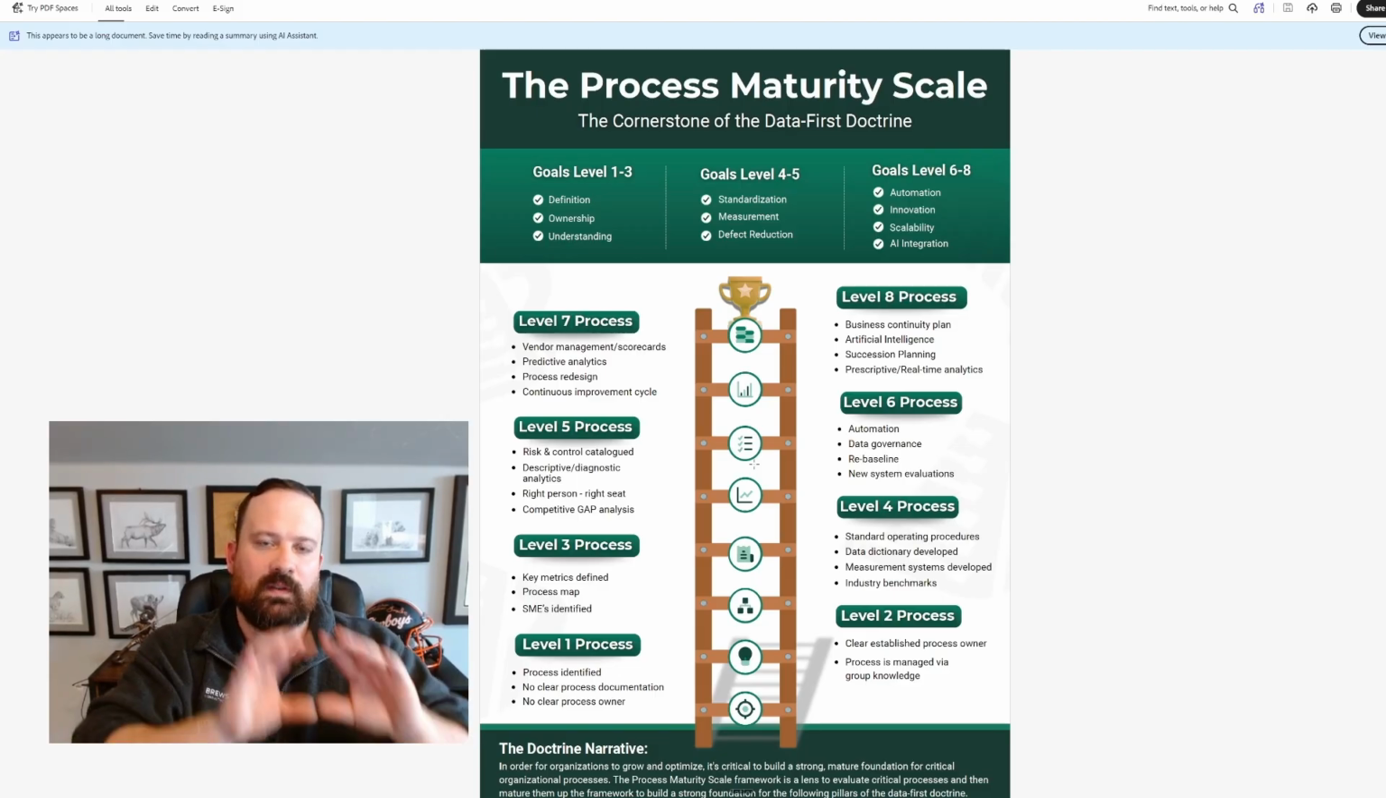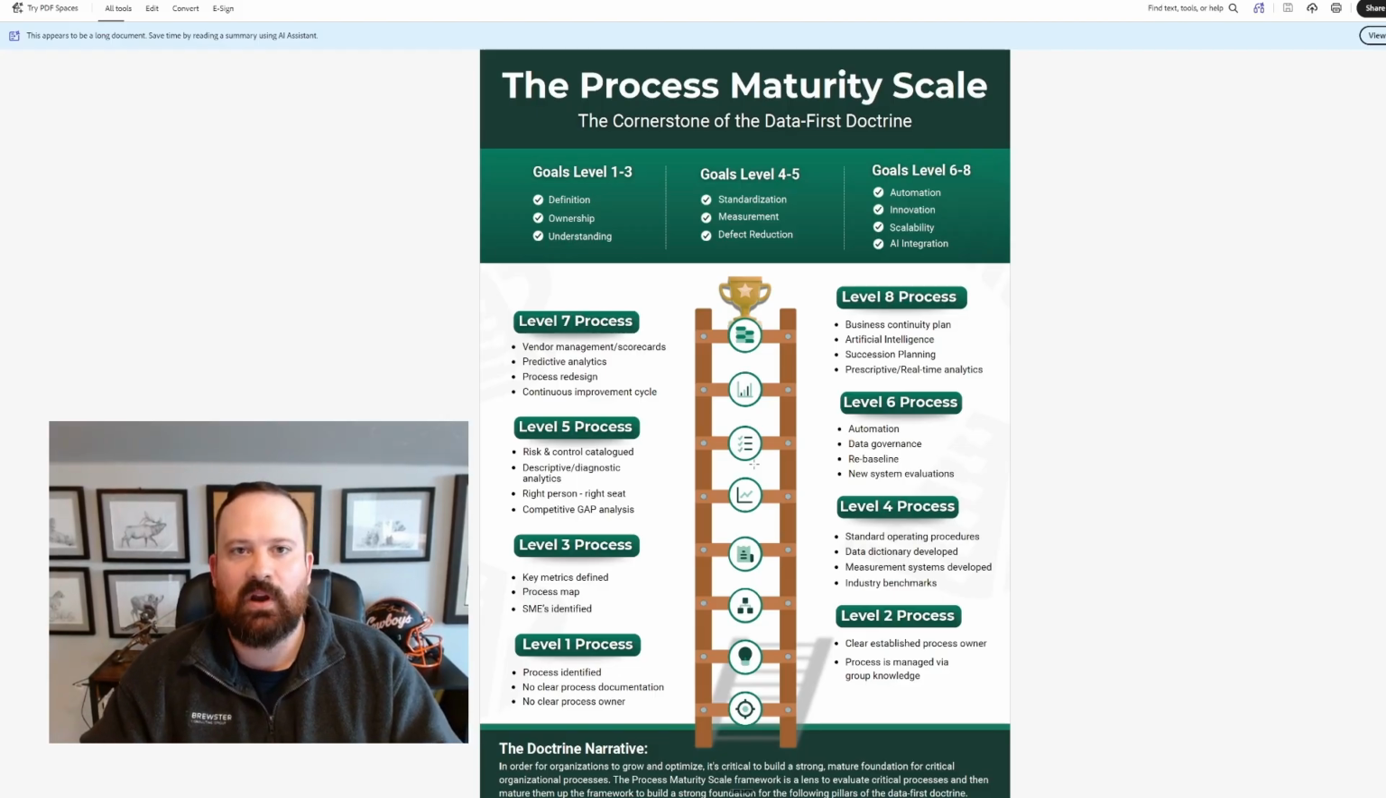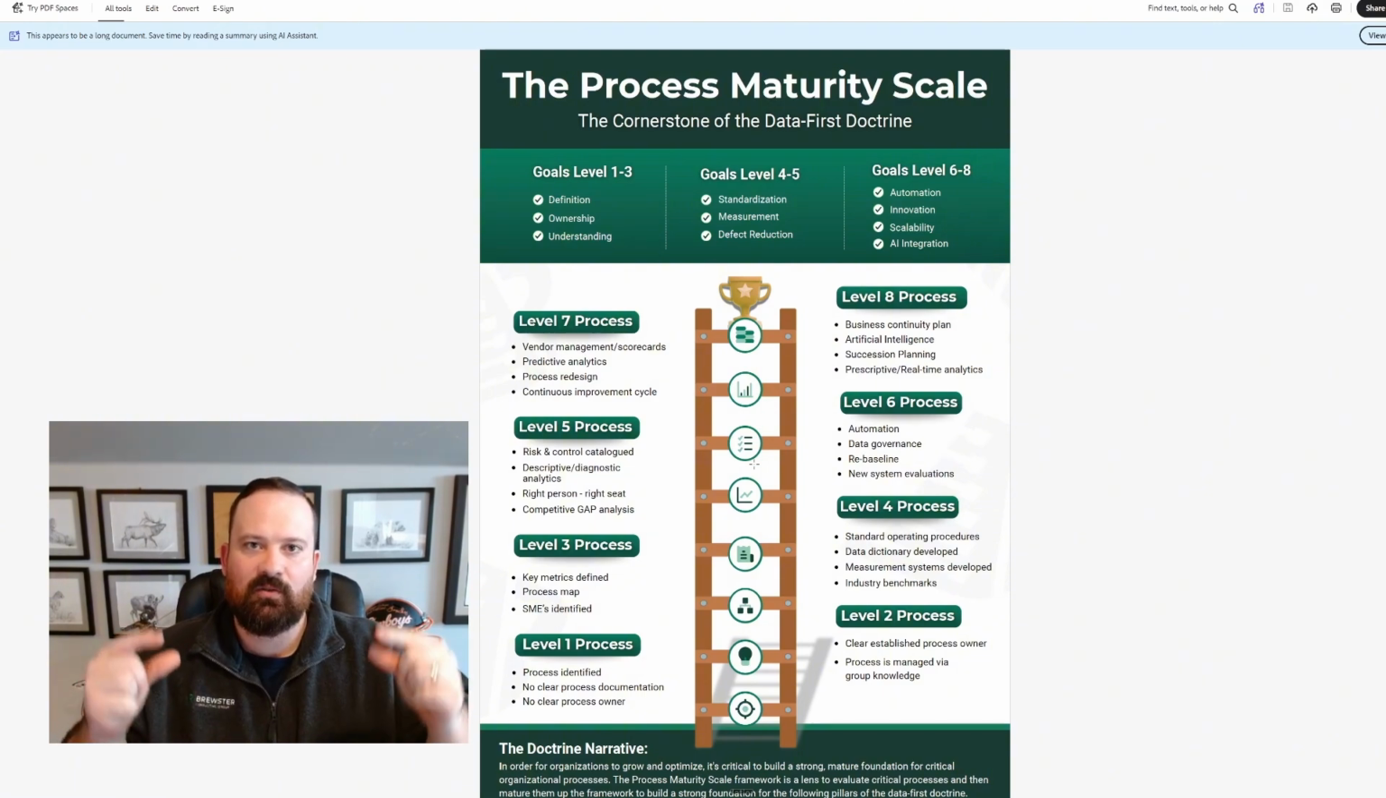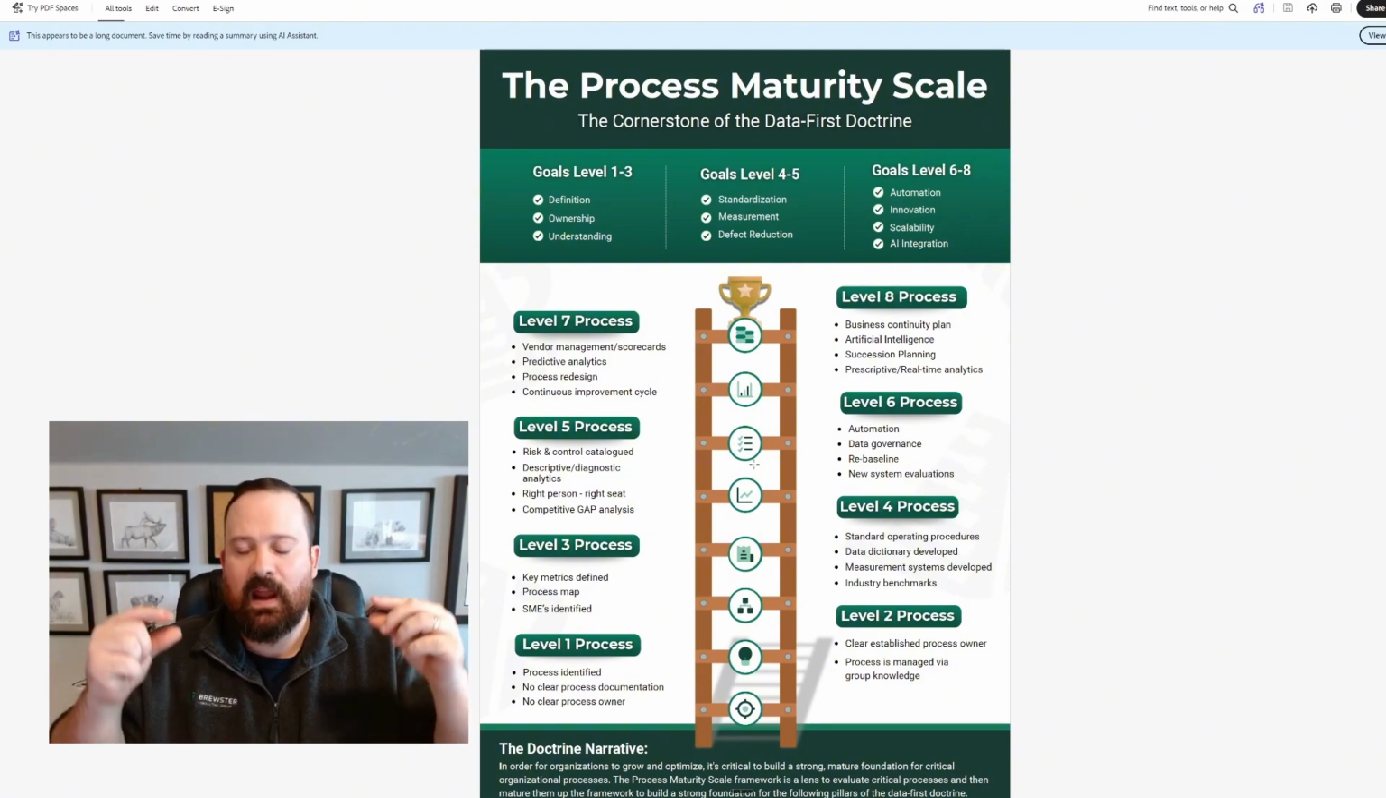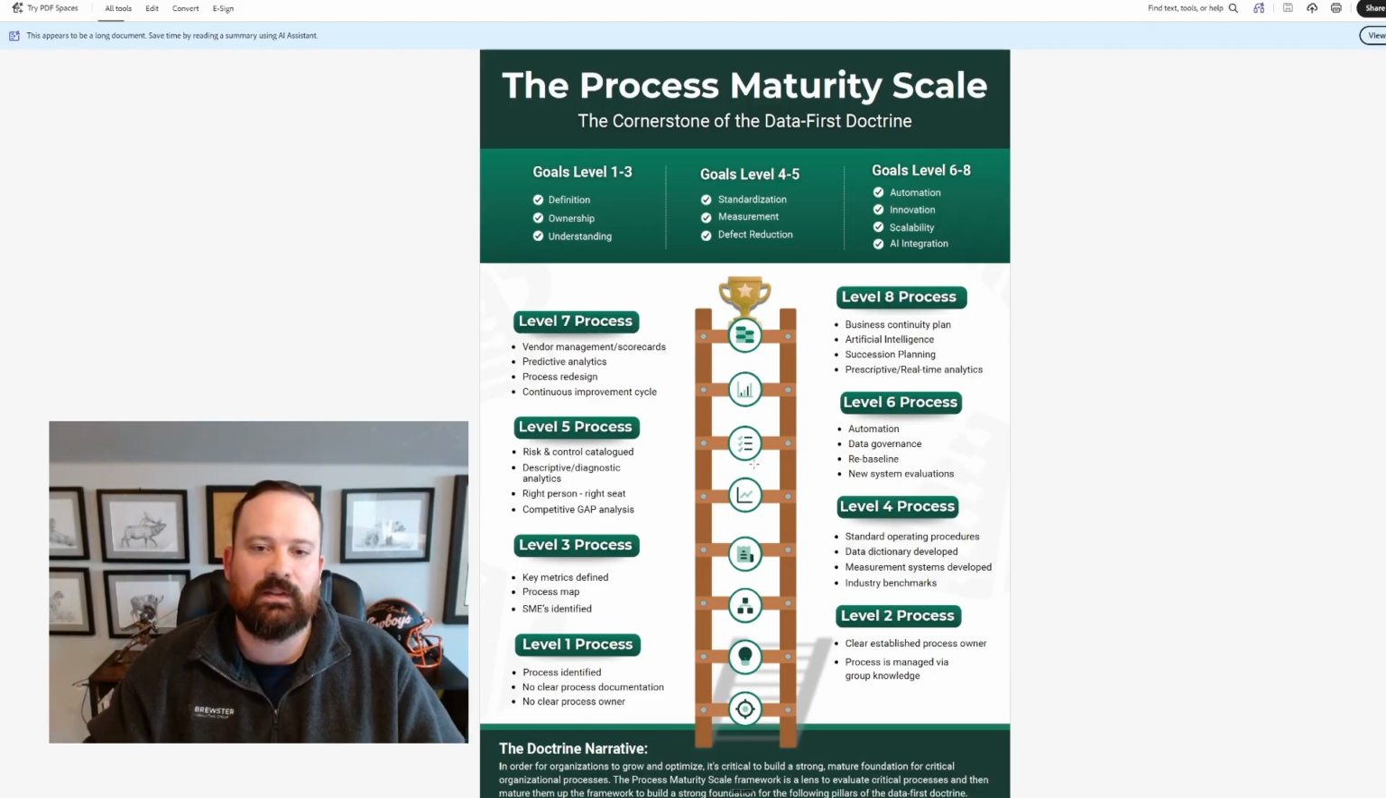So this framework, or this lens through which to evaluate processes, is the cornerstone of our Data First Doctrine. For the first pillar of the Data First Doctrine, you're just going to take your critical organizational processes and focus on scaling them to level 3, 4-ish in the process maturity framework, primarily level 3.